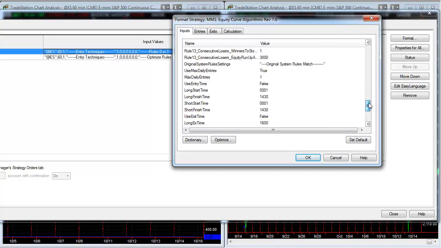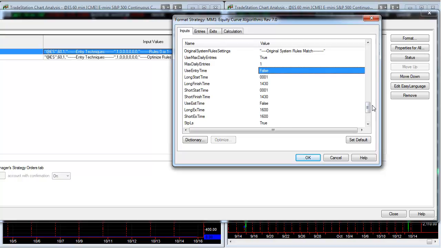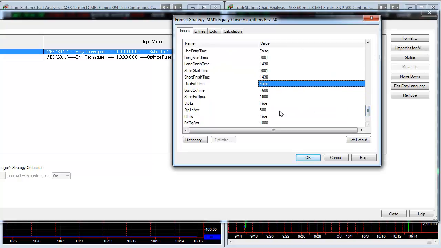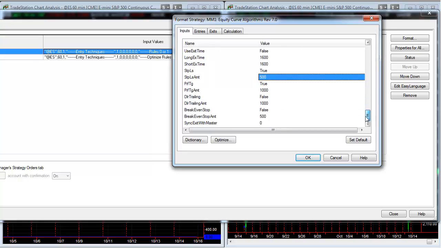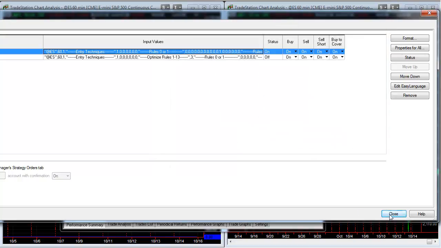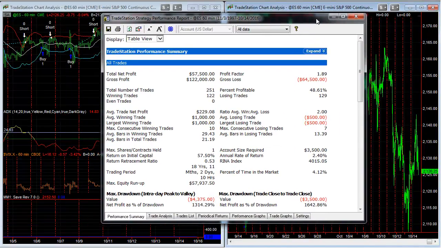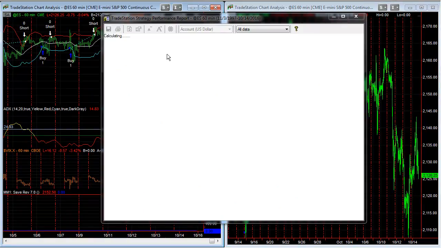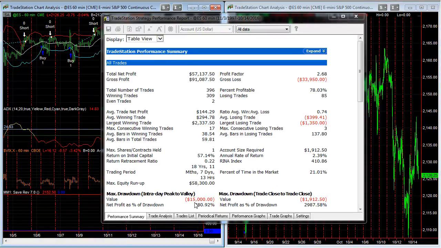So it's a swing trade strategy. We don't worry about the entry time. We can take trades any time of day. We don't worry about the exit time. We have a $500 stop loss, a $1,000 profit target, and we don't sync the exit with the master, which means when this trade on the left gets out, we don't automatically exit. We just go with our profit target and stop loss. If we continue to take a look here, once again, the strategy on the left: $57,137.50, $15,000 drawdown, average trade profit 144.29, 78% winners, profit factor 2.68, 396 trades.